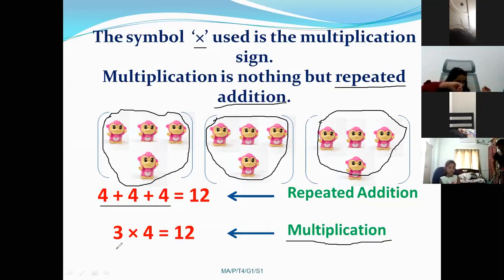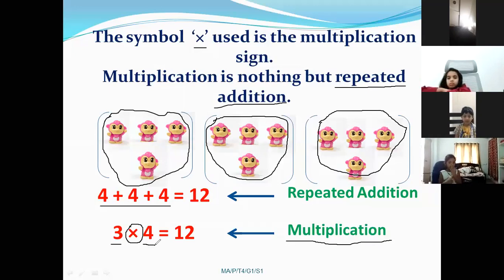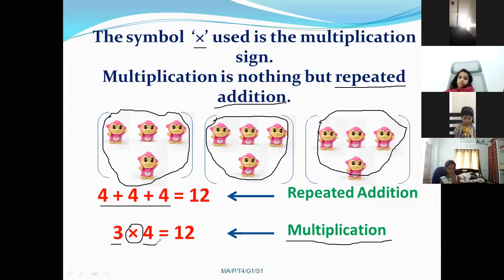See here. How many groups are there? 3 groups are there. So we will write 3 first. First, we will write the number of groups. Then we will put the multiplication symbol. And then, in one group, how many toys are there? 4 toys are there. So we will write that number after the multiplication symbol.